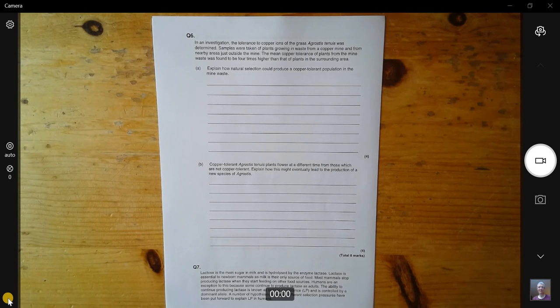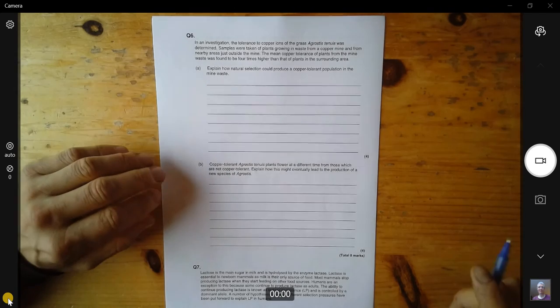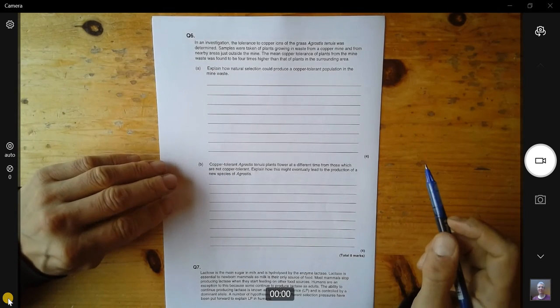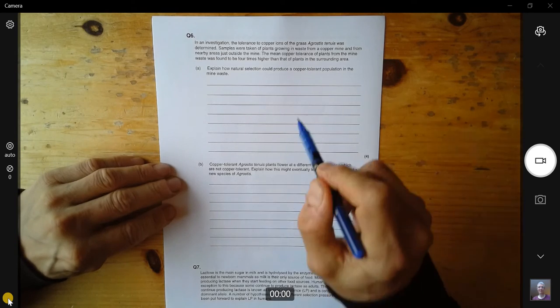So, question 6 in your assignment book. We have, in an investigation, they do like those investigations, don't they? The tolerance to copper ions of the grass, Agrostis tenuis, was determined. Samples were taken in plants growing in waste from a copper mine and from nearby areas just outside the mine.